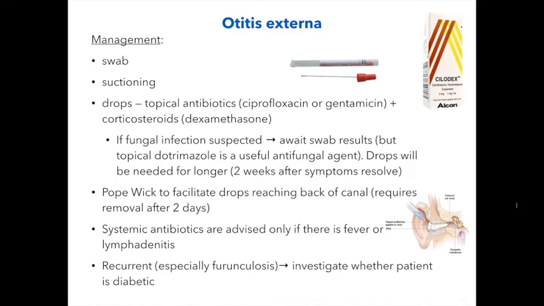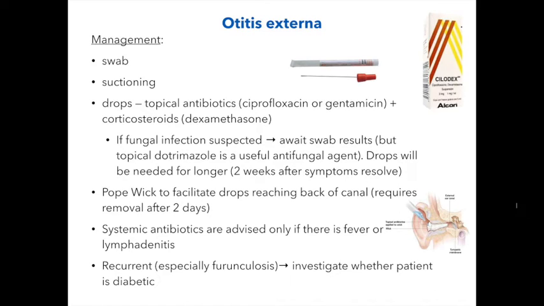The other option then, if the external ear canal is very swollen and you feel that the drops won't actually get to the whole of the canal, is to insert a Pope wick, which is a little cotton or synthetic elongated square thingy. That was very scientific, I apologize, but basically it acts as a sponge and it facilitates the drops reaching the back of the canal.